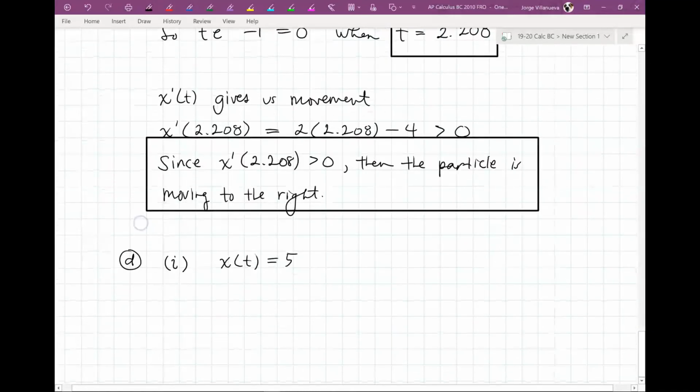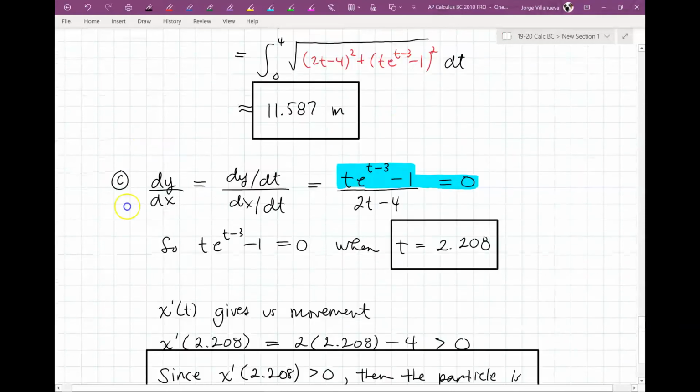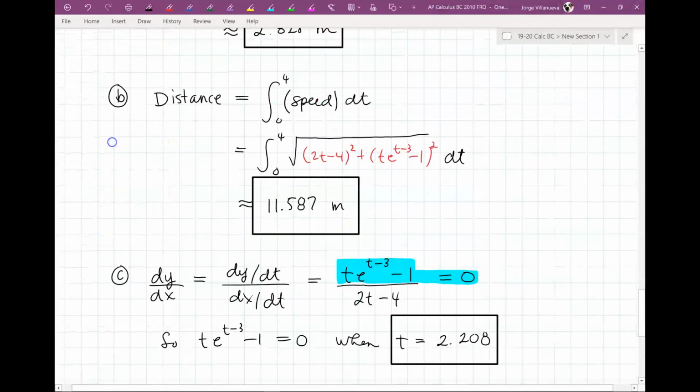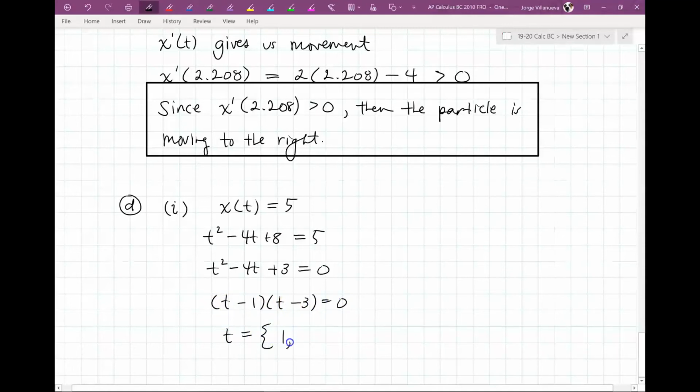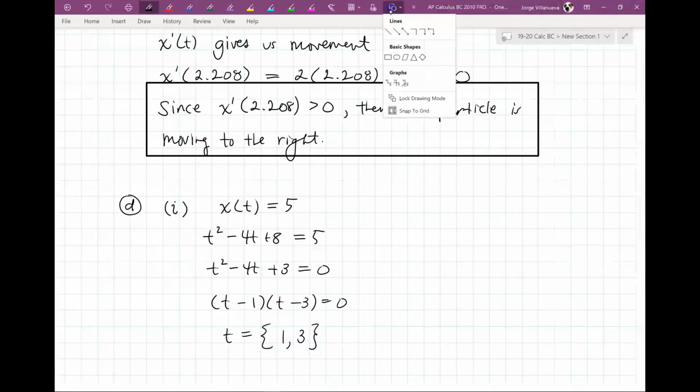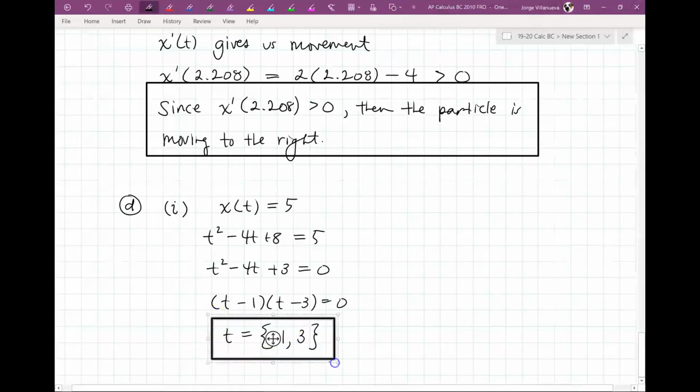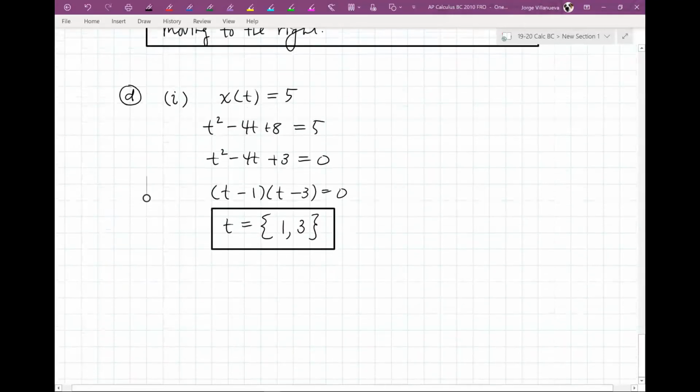Now remember, x of t is, I forgot what it was. Was it t squared minus 4t plus 8? And they're saying, when does that equal 5? Well, let's move the 5 over because we want to set it equal to 0. So that's going to be a plus 3. When I factor, that's t minus 1 and t minus 3. So that means it's going to happen at 1 and at 3. So there you go. First answer, we just found it. They said, when does that happen? There you go, when t equals 1 and when t equals 3.